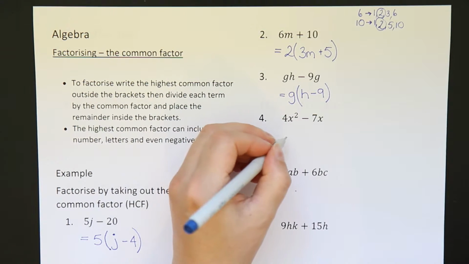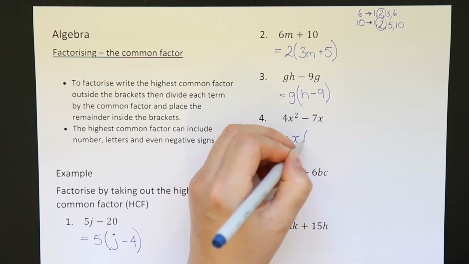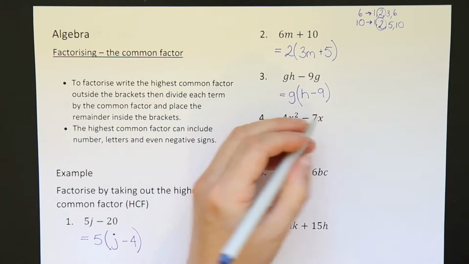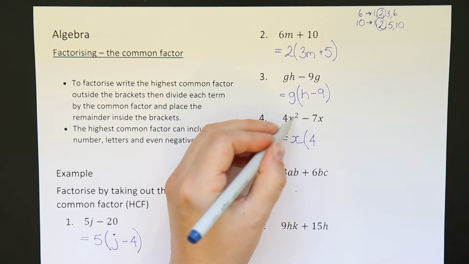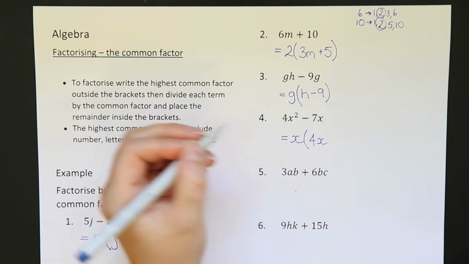They both have an x. X is my common factor. Open the bracket. If I divide this term by x, I will have a 4. It was an x squared, so if I take one of the x's out, I will still have one of them left in the bracket.